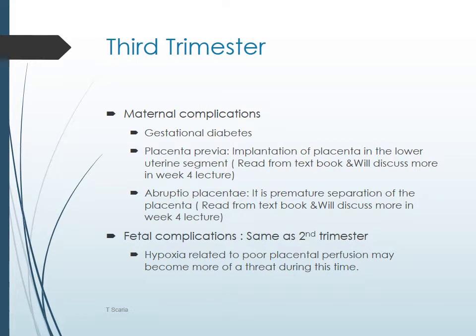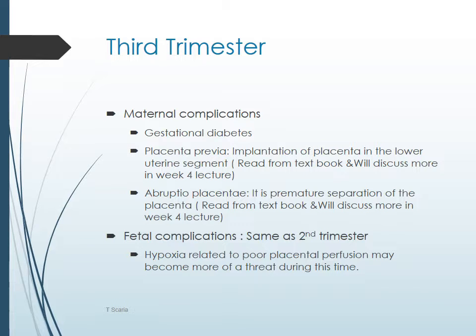Complications during third trimester. Maternal complications are gestational diabetes, which is diabetes during pregnancy, then placenta previa and abruptio placenta. These two will be discussed in week 4 lecture in detail. Placenta previa is the implantation of placenta in the lower uterine segment, and abruptio placenta is premature separation of the placenta. And how to differentiate these two clinically?